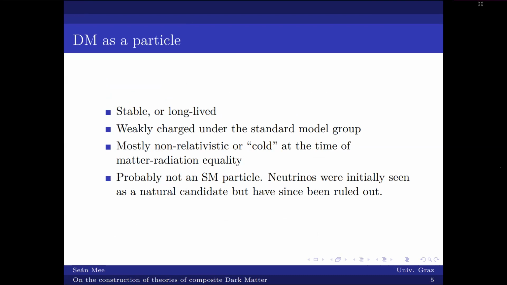It's going to be mostly non-relativistic, or as we say, cold, at the time of matter-radiation equality. And finally, this might be a contentious statement, but probably not a standard model particle. Neutrinos were the natural candidate initially, but they've since been ruled out. I think there are still some candidates that exist even within the standard model that haven't been ruled out, like hypothetical sextaquark states. Some people talk about this. Not an expert on that, but we believe it's probably not a standard model particle.